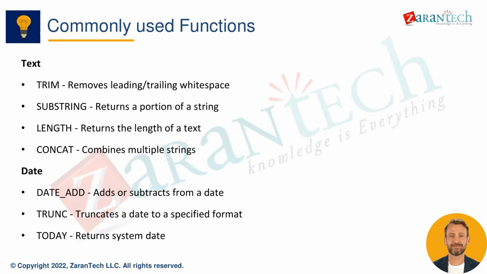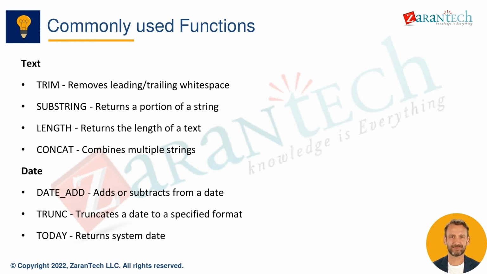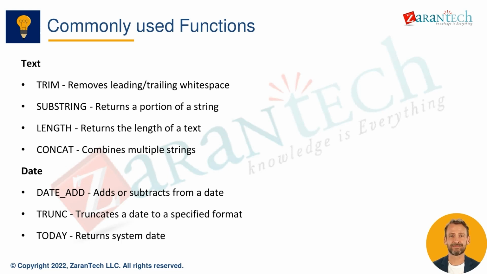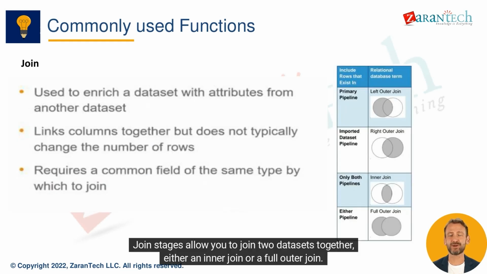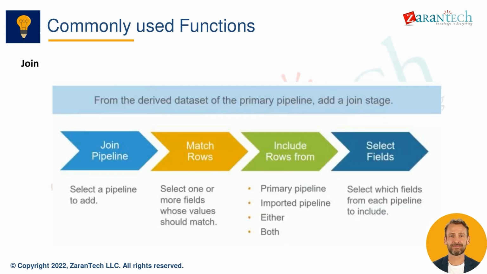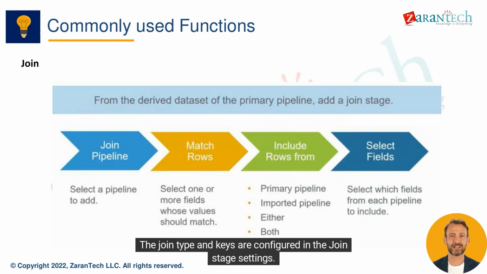Common text functions include trim, substring, length, and concat. Date functions include date add, trunc, and today. Common window functions include row number, sum, avg, min, and max. Join stages allow you to join two datasets together, either an inner join or a full outer join. You specify the join conditions between the datasets. Join stages enable joining data from different sources into a unified view for analysis. The join type and keys are configured in the join stage settings.